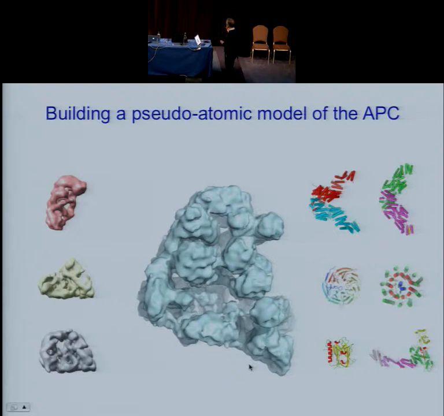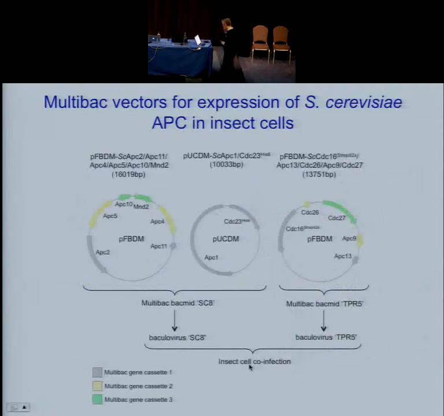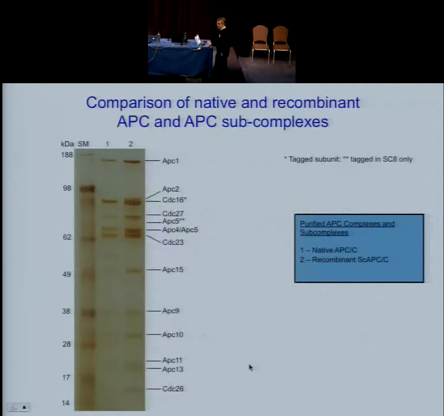This process required that we could express the whole APC in a heterologous system. We used the MultiBac system, developed by Imre Berger, for expression of the APC in the insect cell baculovirus system. We cloned all 13 of the human APC subunits into three vectors, and then generated two viruses for co-infection in insect cells. This allows us to reconstitute the whole APC in insect cells. And this works quite well. We can generate about 2 to 3 milligrams of APC per 5 liters, which is about a 500-fold increase in yield compared to APC from endogenous sources.